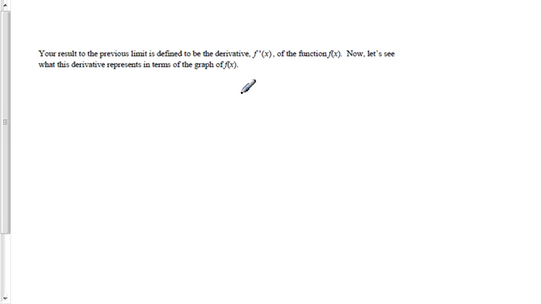Your result to the previous limit is defined as the derivative, f prime of x, of the function f of x. So let's see what this derivative represents in terms of the graph of f of x. And let me write down how we say that. As I said, that's f prime of x, and that's the derivative of f of x.